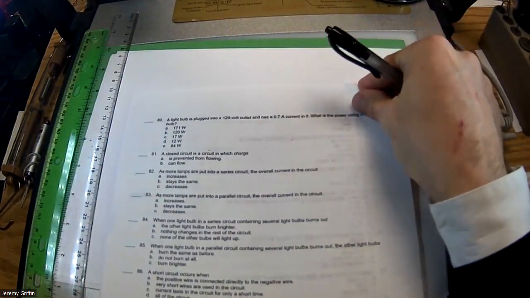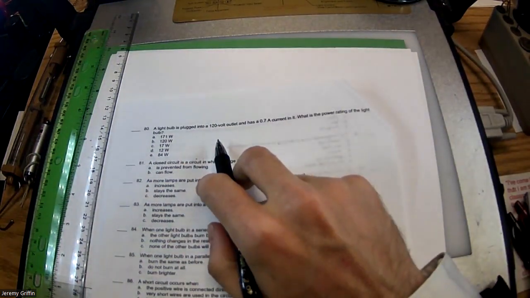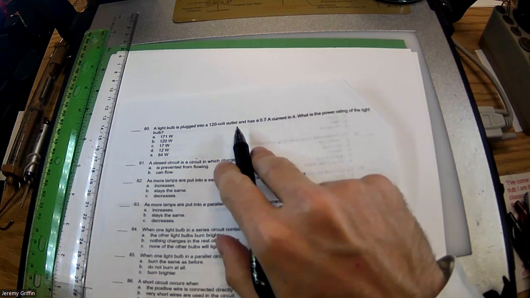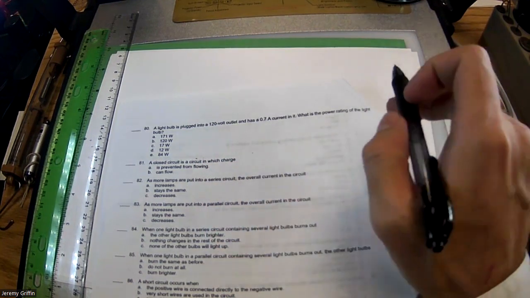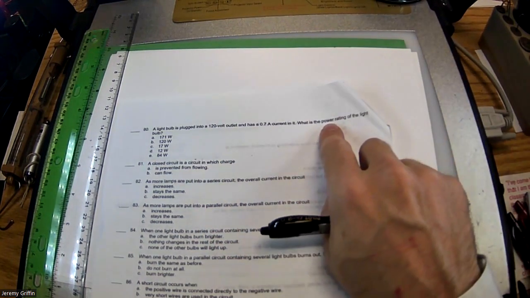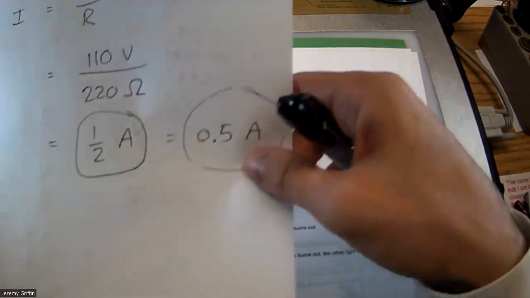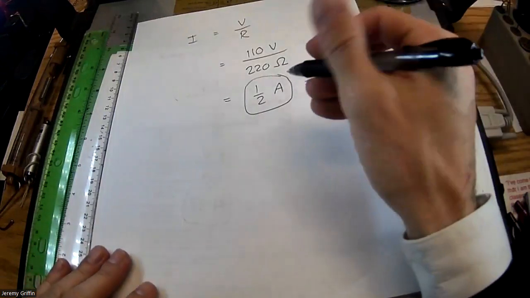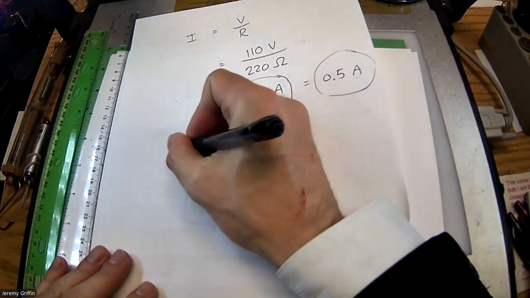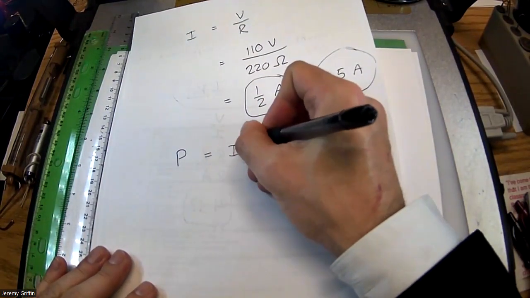Right? You guys can navigate Ohm's law? All right, everybody good? Right, number 80. A light bulb plugged into a 120 volt outlet has 0.7 amps current in it. What is the power rating? And look, all the answer choices are in watts. Okay, so this is not Ohm's law. Do you guys remember what law this is? Joule's law. Power is current times voltage.